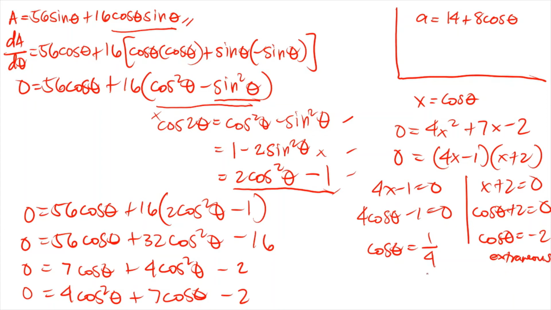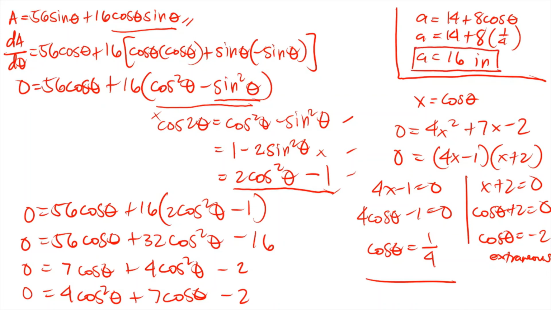Therefore, we only want this value for cosine theta. So plug in this value to this equation. 14 plus 8 cosine theta is 1/4. So A equals, A divided by 4 is 2. 2 plus 14 is 16. Therefore A is 16 and the unit is inches. This is now the width across the top of the trapezoidal gutter that will give the greatest carrying capacity.